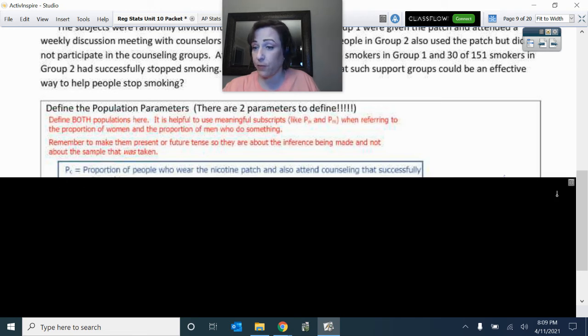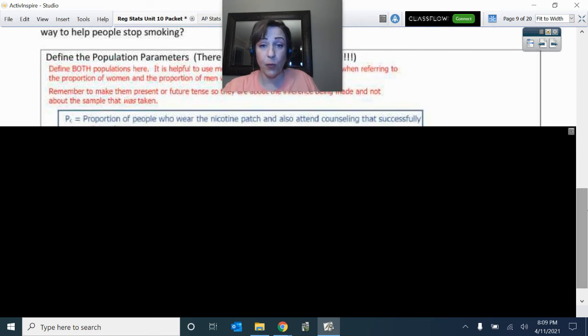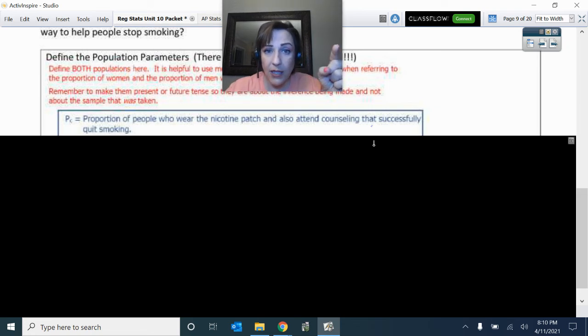All right, so here's an example of what these parameters would be like. I did p with a little c for the proportion of people, I should probably say proportion of smokers who wear the nicotine patch and also attend counseling that successfully quit smoking. Do not leave that part out. We're not just saying, hey, what proportion of people wear a nicotine patch and attend counseling? No, that's not what we're doing. We're seeing of those people who wear a patch and attend counseling, what proportion of them actually quit smoking?